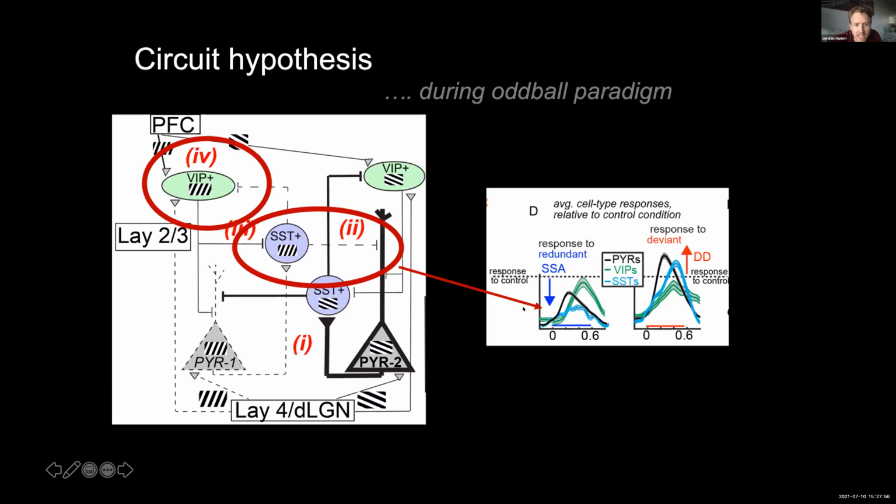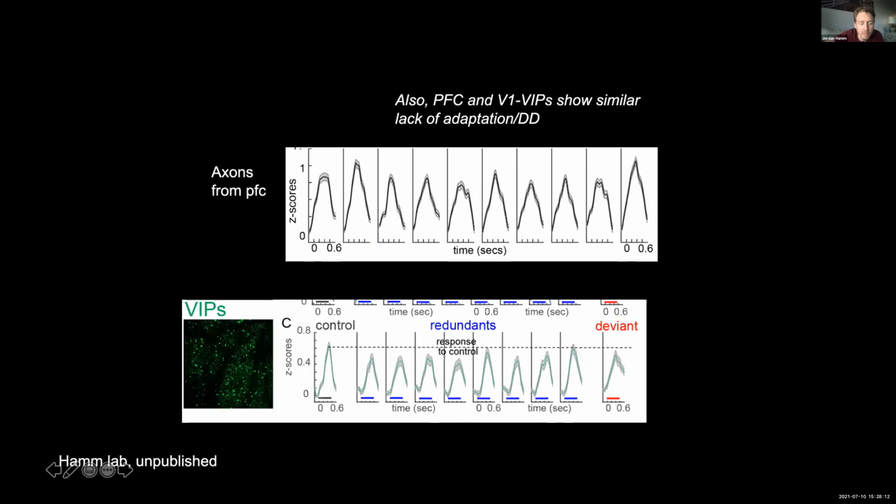But what this suggests is that enhanced adaptation among somatostatin neurons may play a large role in disinhibiting pyramidal cells. And this may be due to the fact that VIPs are not adapted during the paradigm. And notably, neither were axons from PFC. So VIPs and PFC inputs showed basically the same lack of adaptation to the redundant stimuli, which fits in this model.